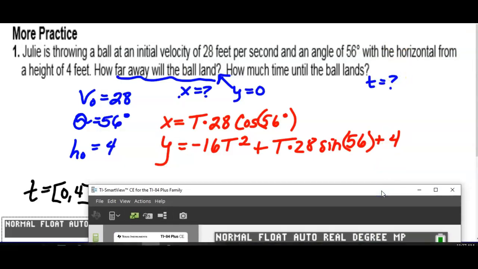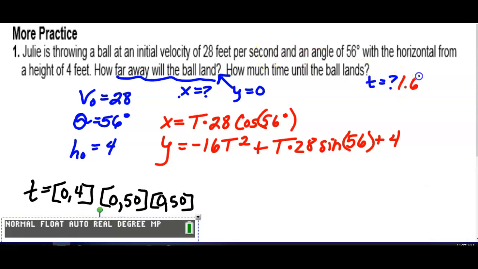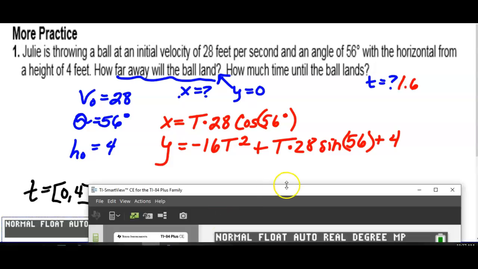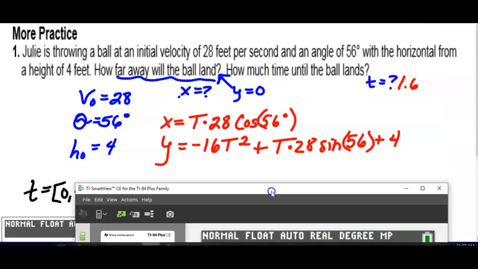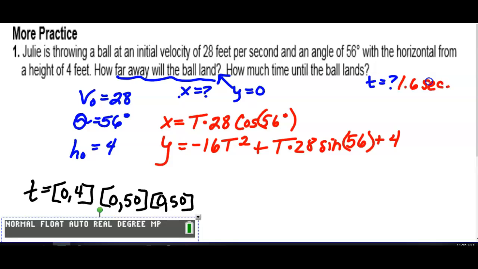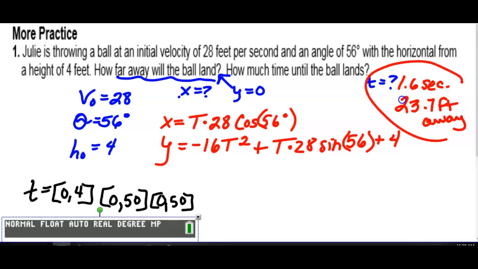So it was 1.6 or 1.7. I can't remember anything that long. 1.6 seconds. And I think it said 23.7 feet away. All right, that answers both questions.